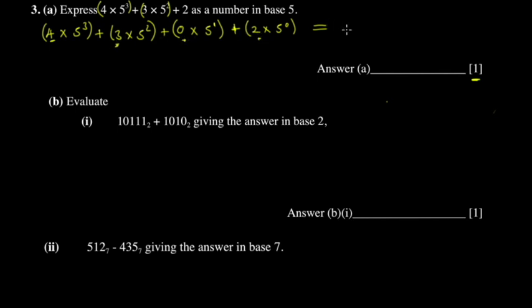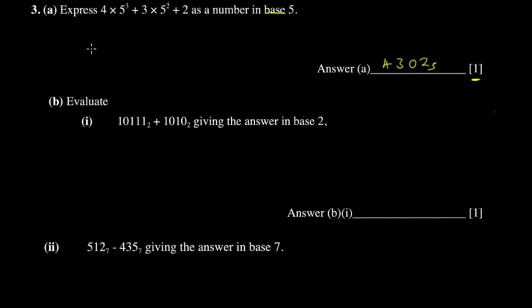So it would be 4302 in base 5. If you didn't know this method, what you'd have done is 4 times 5 to the power 3, which is 125, plus 3 times 25, plus 2. Here you would have 125 times 4, which gives 500. Here you get 75 plus 2, 77. So you get 577.